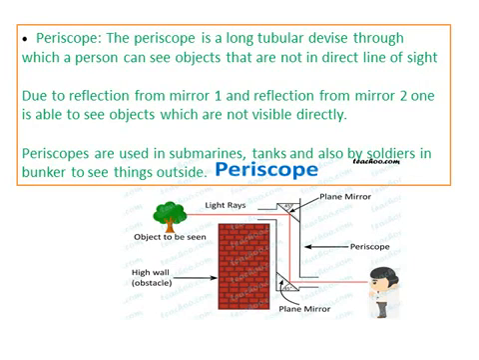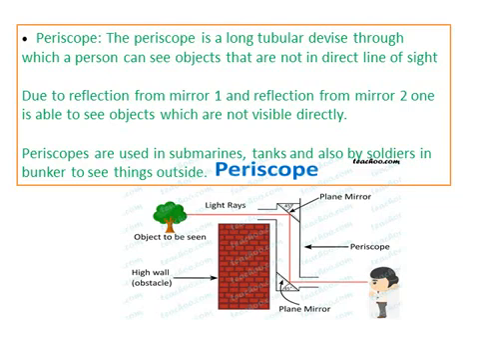A boy is below the platform. See, he is able to see the image of the tree which is above his sight through the help of the periscope. Due to reflection from mirror 1 and reflection from mirror 2, one is able to see objects which are not visible directly.